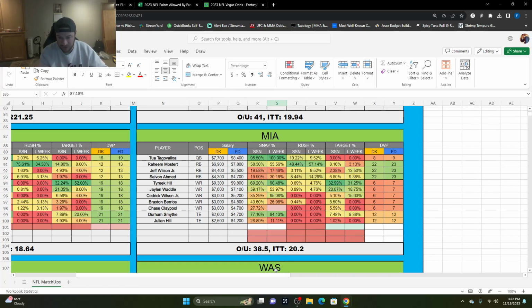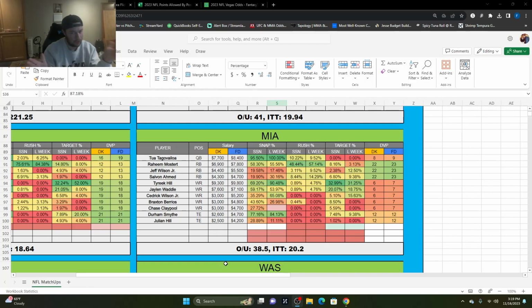So the players that I feel confident about will be Tua, Tyreek, and Jalen. And then it'll depend on which running backs we've got. So is it going to be Raheem Mostert? Is it going to be Jeff Wilson? Who is it going to be? That is the question of the day. So that's kind of my thought in this game.